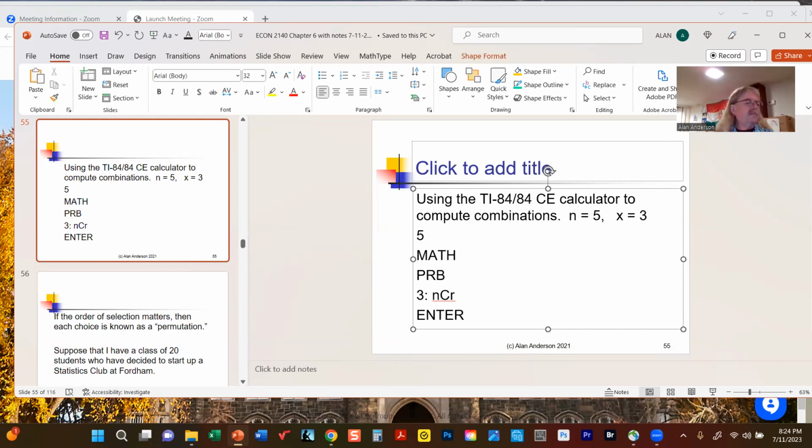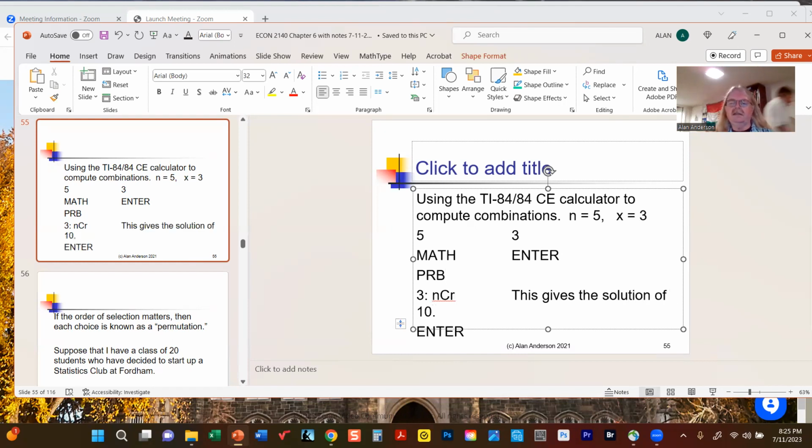Now, this one's a little different, I think, than the TI-84. It's going to ask you to provide the 3. And then you hit enter. So notice, you're supposed to fill in this blank with the 3. On the 84, I think you just type it. But either way, you type in the 3, enter, and you're going to end up with 10. Okay, that's 10, just as we calculated algebraically. All right, so the calculator agrees with us that the number of combinations is 10.